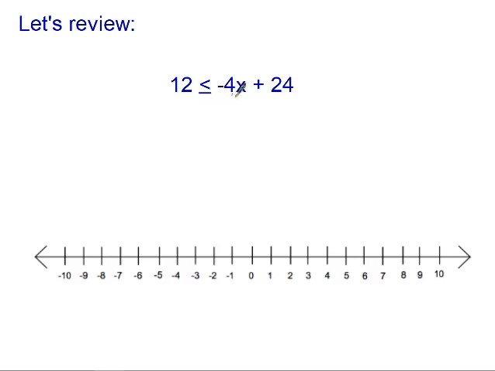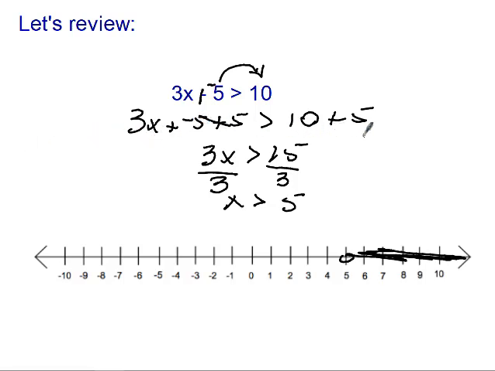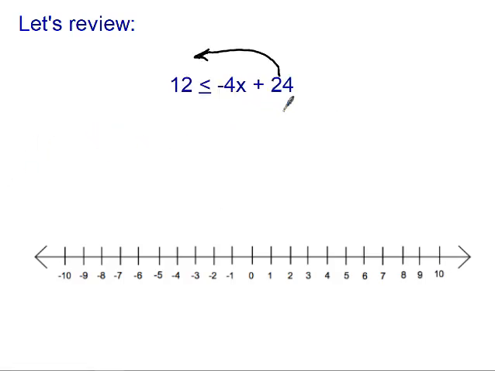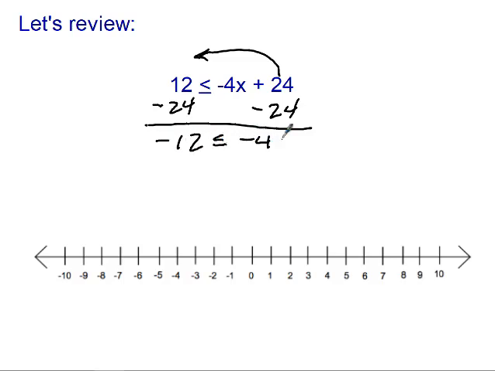Again, my letters are already together, so I don't have to do anything with those. I just need to move this 24 over to be with the 12. Now this one I'm going to do the new way, the shortcut way. You remember on the first problem, I added within the same line. Shortcut, I've got a plus 24, so I'm going to do a minus 24 to get rid of it, and I do a minus 24 on the other side as well. So we end up with 12 take away 24 gives us negative 12 is less than or equal to negative 4x, because our 24s cancel each other out.